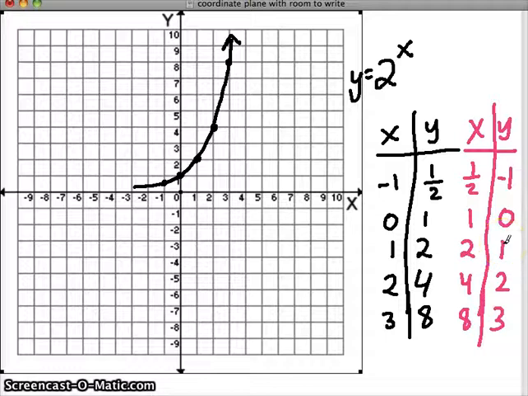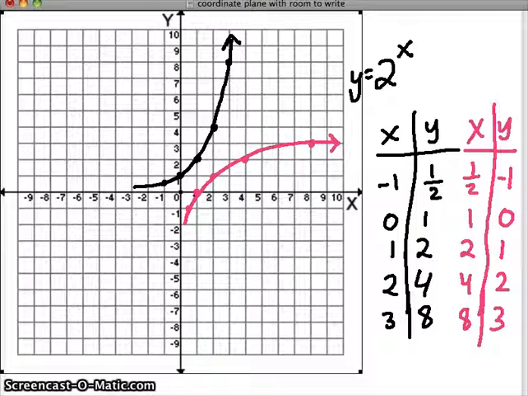Let's graph this and see what those values look like. So 1/2, negative 1, about here. 1, 0. 2, 1. 4, 2. And 8, 3. So we basically have this similar to an exponential growth, except it's going in an inverse fashion. So it's getting closer and closer to the y-axis, but never touching it, and then growing exponentially in this horizontal fashion. So that's kind of weird.